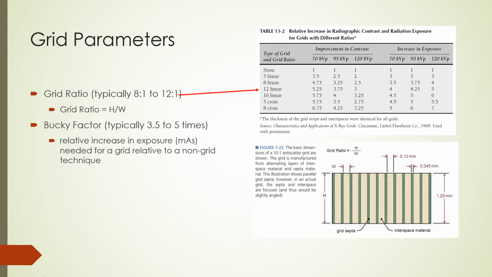The Bucky factor is a way to quantify the contribution of the grid to patient dose. Bucky factor is defined as the exposure with grid divided by exposure without grid. The table shows the Bucky factor as an increase in exposure. Bucky factors range from 3.5 to 5 depending on the kV and grid ratio. Grid ratio is the grid height H divided by grid spacing W. The figure shows the measurement locations for grid height and width. Grid ratios are typically 8 to 1 or 12 to 1.